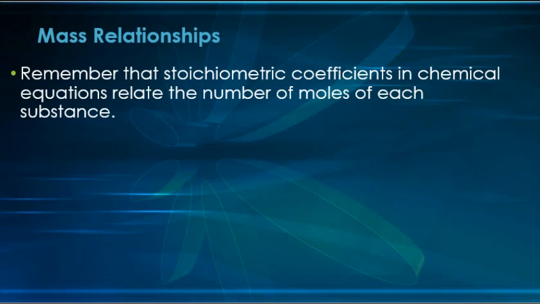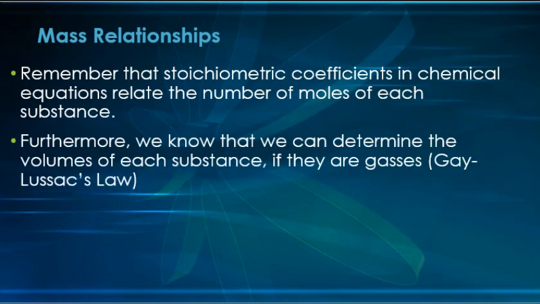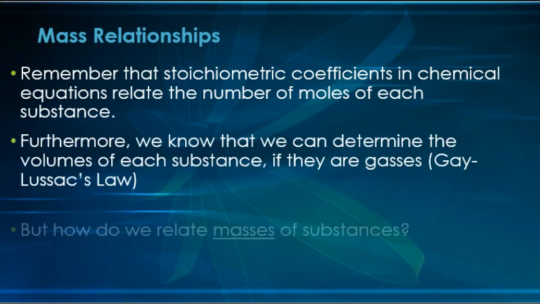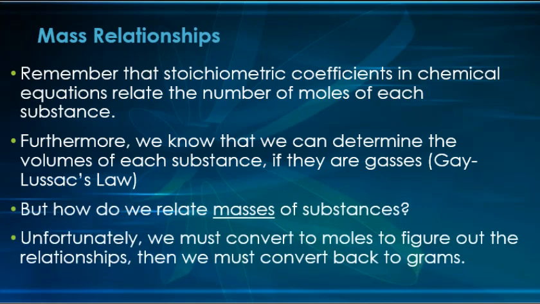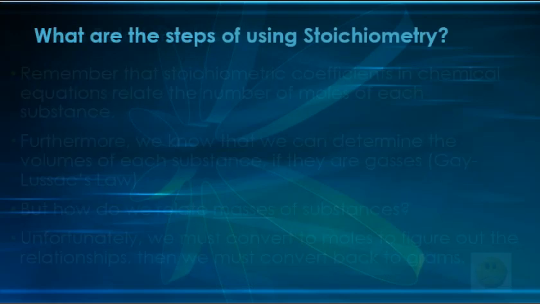Remember that stoichiometric coefficients in a chemical equation relate to the number of moles in each substance. Furthermore, we know we can determine the volume of each substance if they are gases. But how do we relate the masses? Unfortunately, we must convert to moles to figure out the relationships and then convert back to grams. All right, so I have my sad face. Okay, this is just lots of steps, that's all. And I wouldn't skip a step. I can't skip a step.